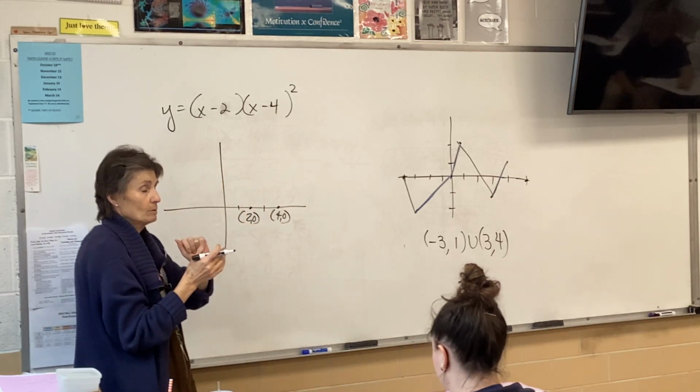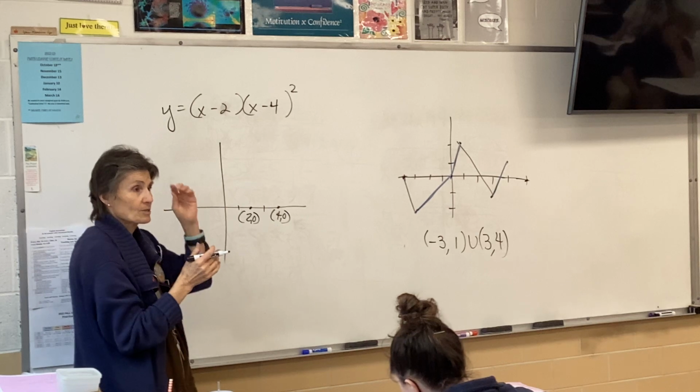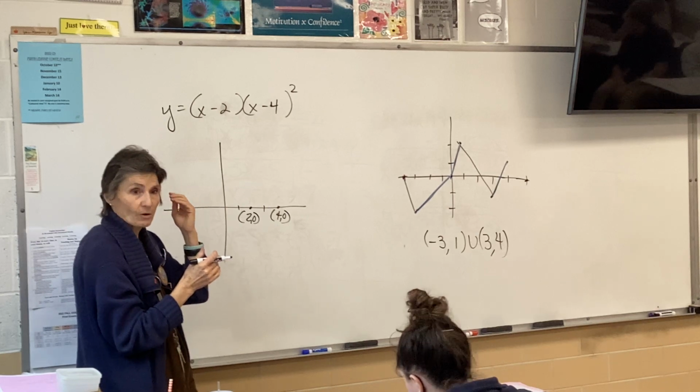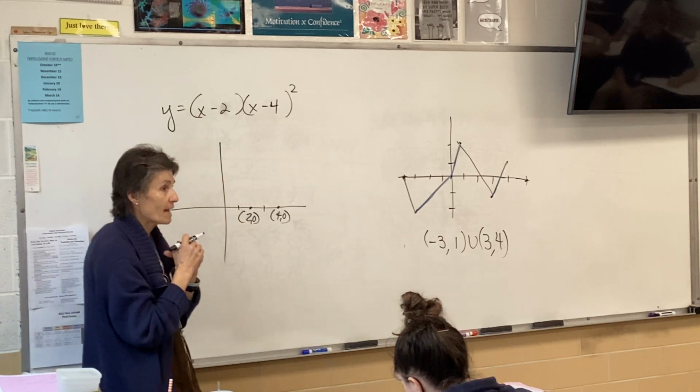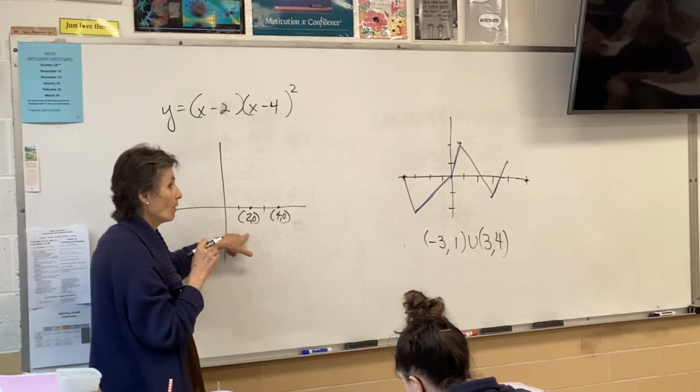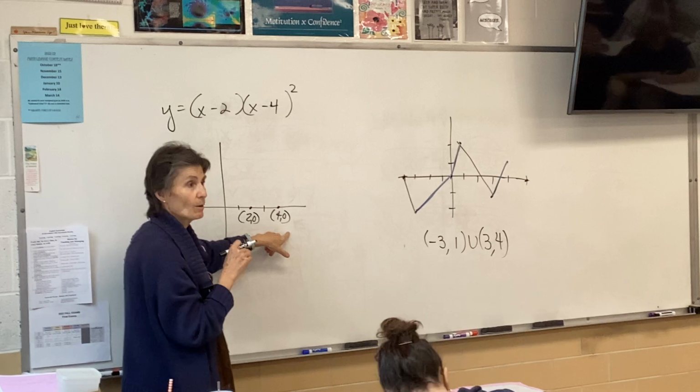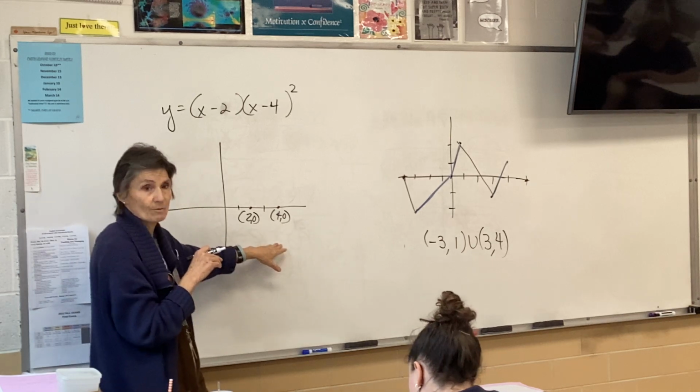Stop right now, right there. Those dots are on the x-axis, right? They're called x-intercepts. So the first question said, find the x-intercepts. You do it all the time. (2, 0), (4, 0). Those are the x-intercepts.